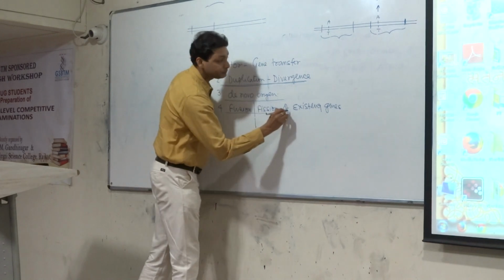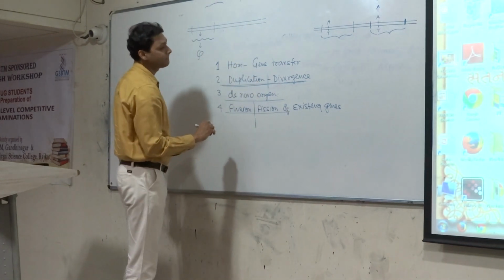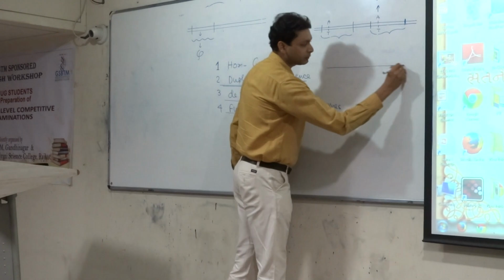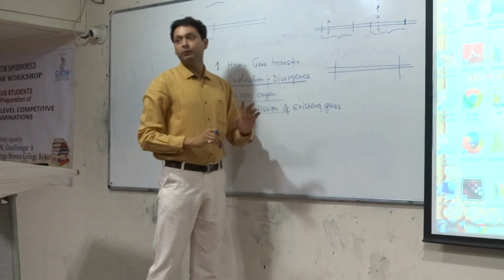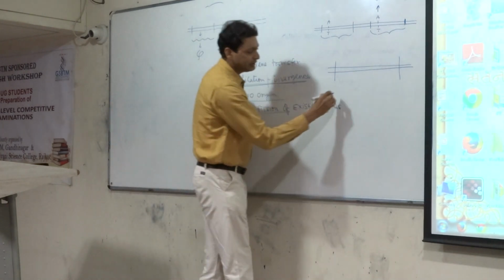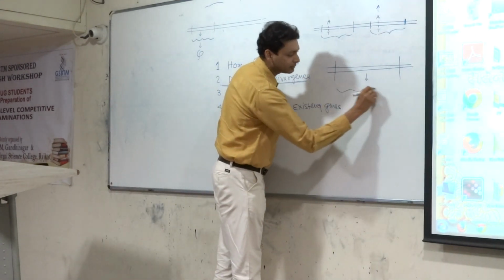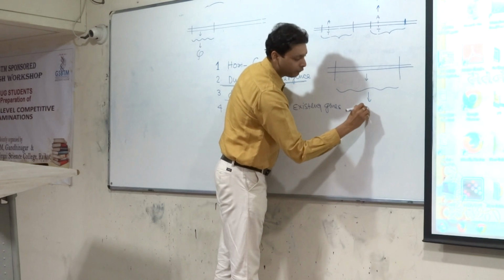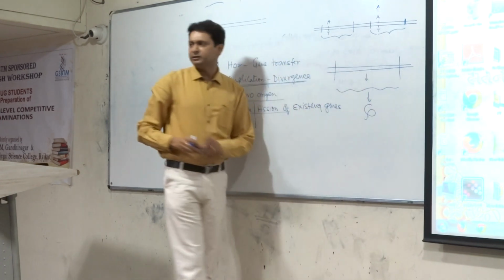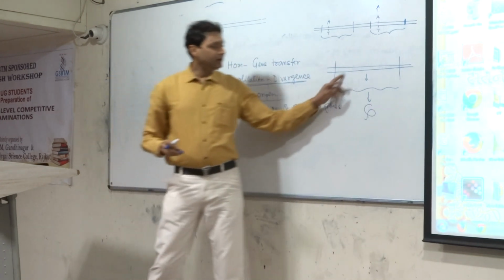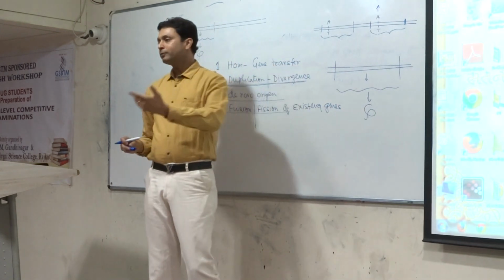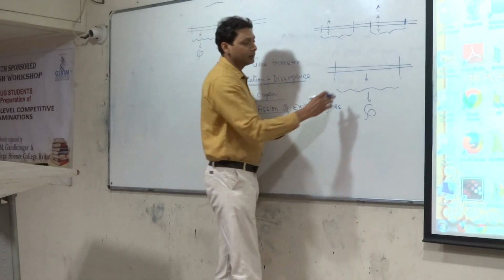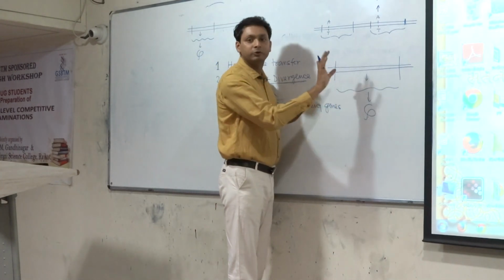Fusion and fission. Suppose this is a single gene. This is the one gene. This particular gene is responsible for the formation of the messenger RNA, and this messenger RNA forms the protein. This is the one gene, and this gene is responsible for the formation of the protein. Now suppose in the course of evolution, this particular gene undergoes the process of fission.